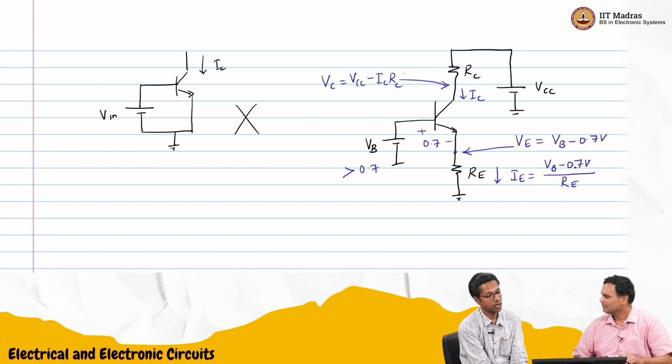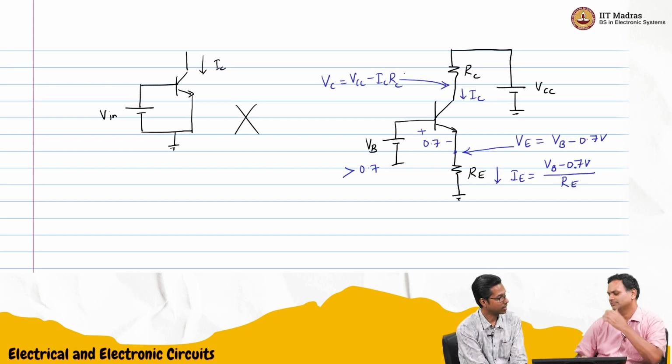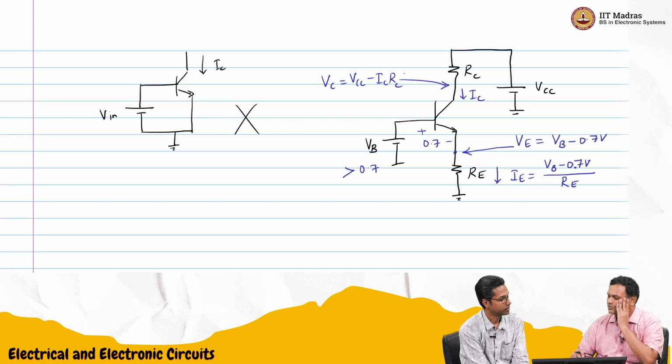This VB we have to connect battery only. Is there any other way? That's true. We are using two batteries actually. Let's at least try to remove one of them.